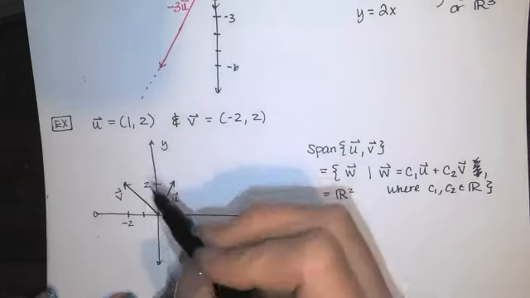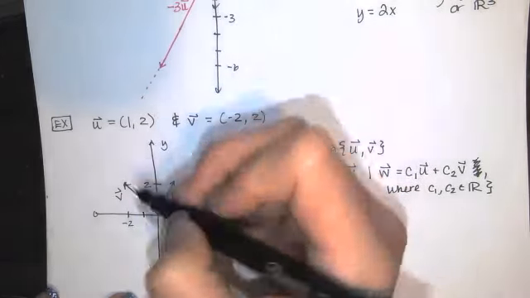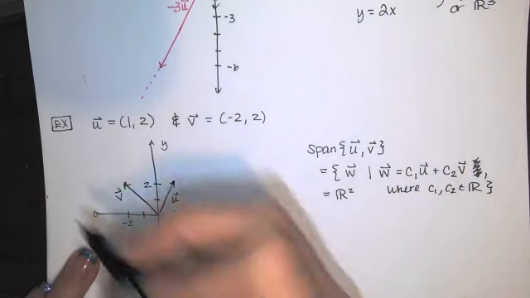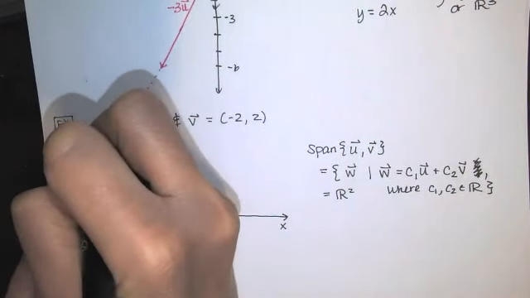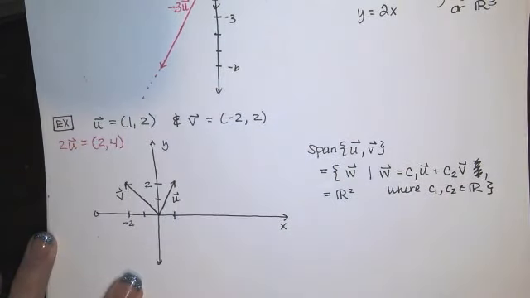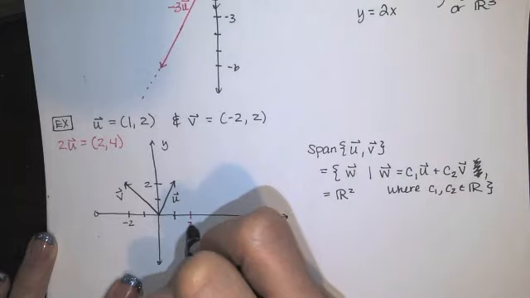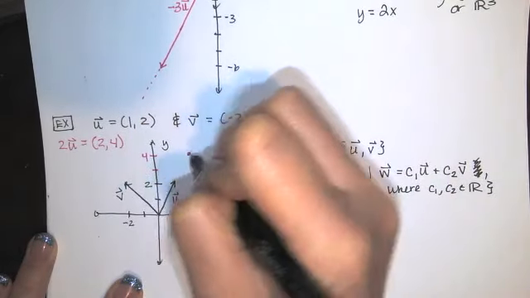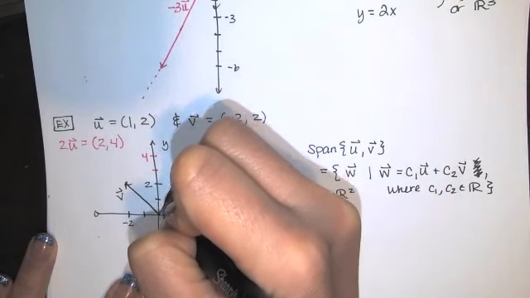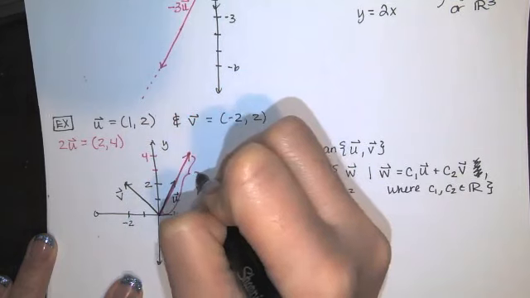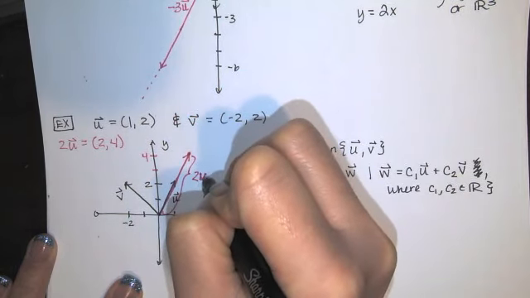If I take u and I multiply it by any constant c1, that's just going to change the length of u. So if I wanted to, I could multiply u by the constant 2, and we get the vector with components 2 and 4. So we go 2 units in the x direction and 4 units in the y direction. Plot that point. That's the vector 2u.